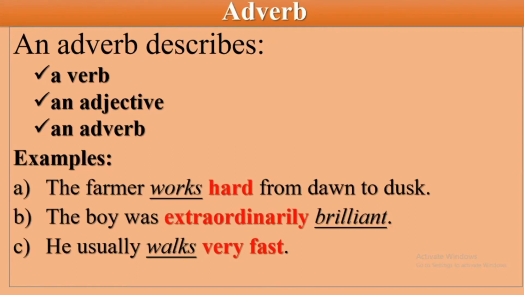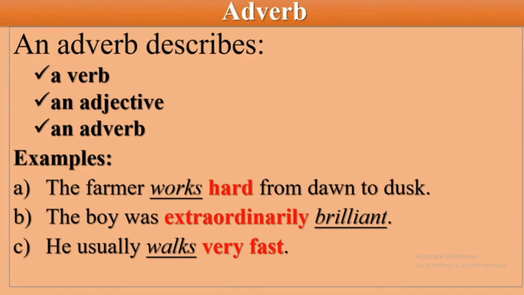The second sentence, the boy was extraordinarily brilliant. In this sentence, the underlined and italicized word is an adjective. So how was the boy? The boy was brilliant. Now I'm asking a new question. How brilliant is the boy? The boy was extraordinarily brilliant. Here, the word extraordinarily is adding more information to the adjective brilliant. So in this sentence, the word extraordinarily is describing the adjective brilliant. So extraordinarily is an adverb.